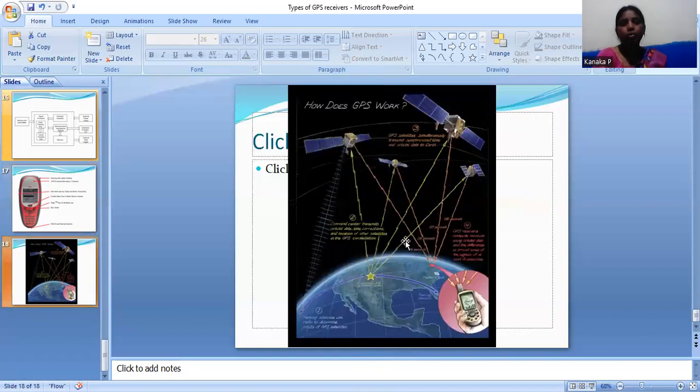So this is how a GPS works. Signals are received from multiple satellites and transferred into information, collected by the handheld GPS receiver. This section covered the total station and GPS components, parts, advantages and disadvantages, and applications. So all are covered.